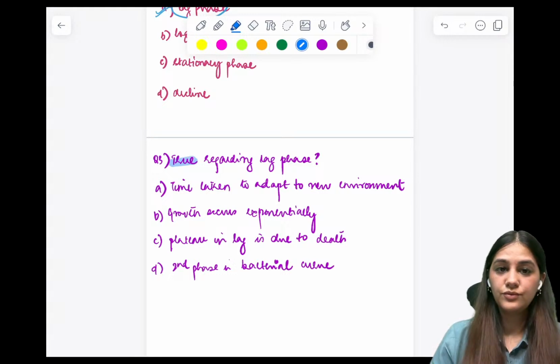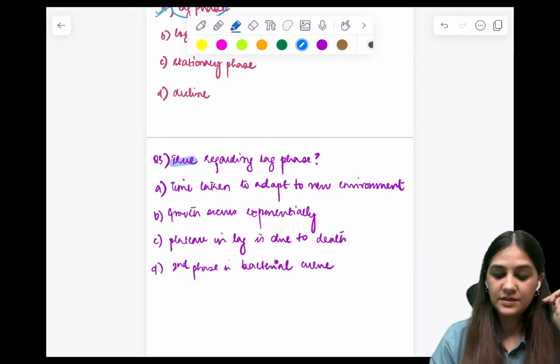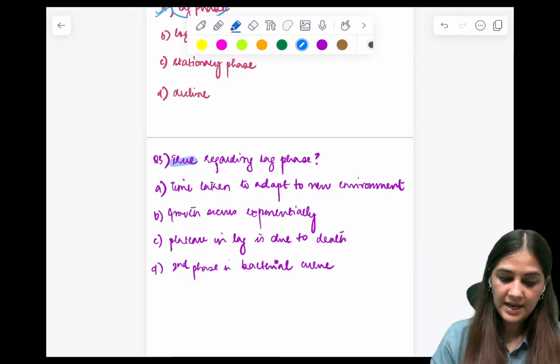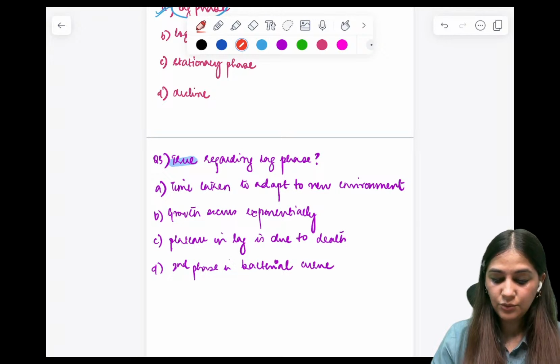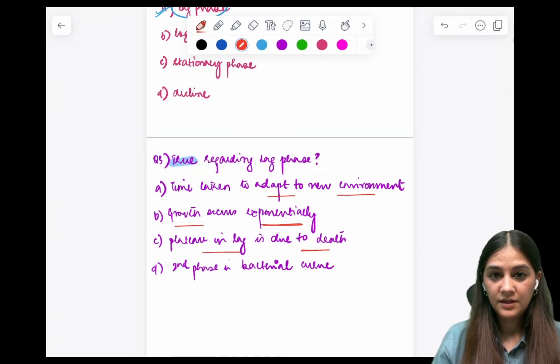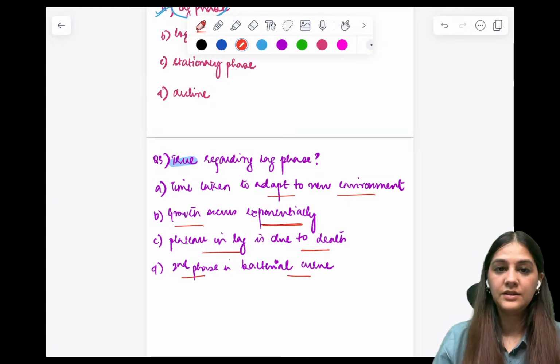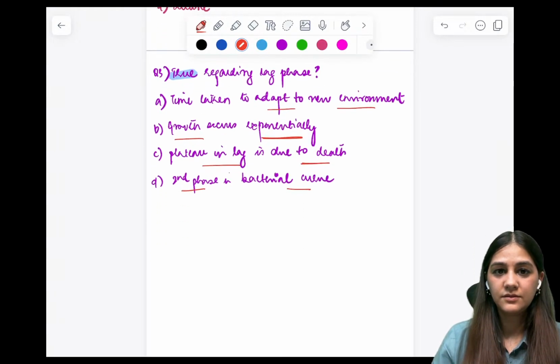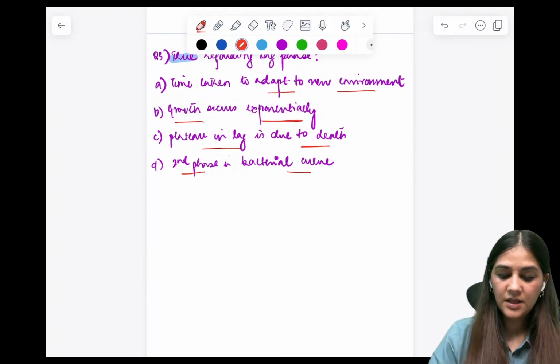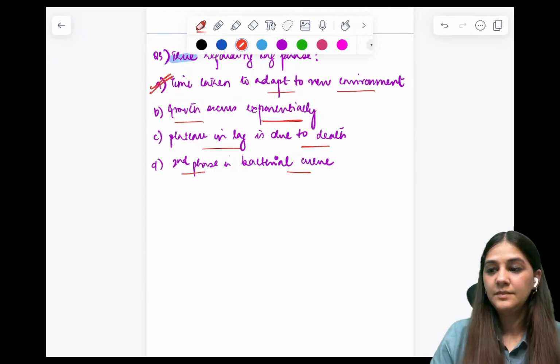What is true? So what is true regarding the lag phase? Is time taken, just a second. Lag phase is the time taken to adapt to the new environment, or is it growth occurs exponentially? Plateau in the lag phase is due to death, and second phase in the bacterial curve. So what is the answer here? The answer here is going to be time taken to adapt to new environment.